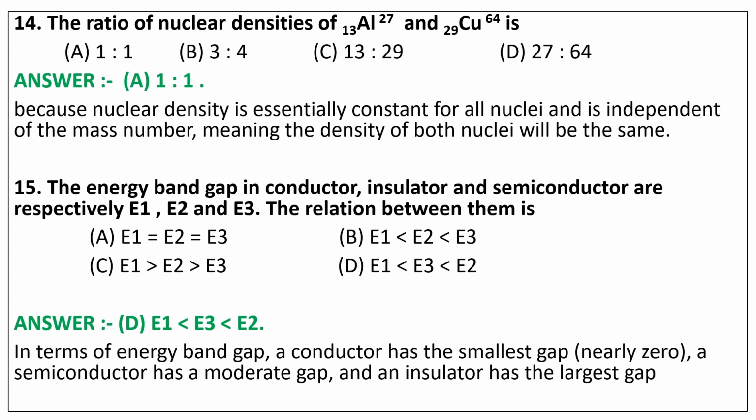In terms of energy band gap, a conductor has the smallest gap, nearly zero, a semiconductor has a moderate gap, and an insulator has the largest gap.